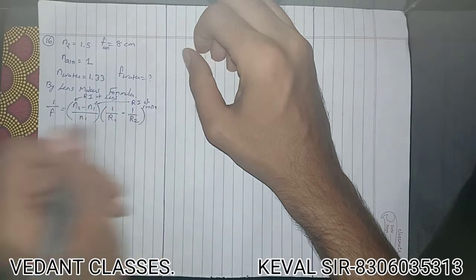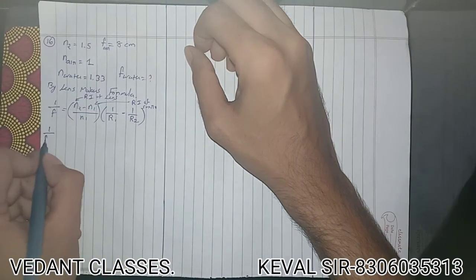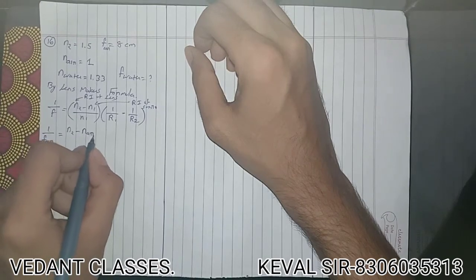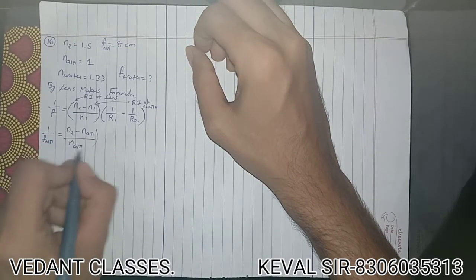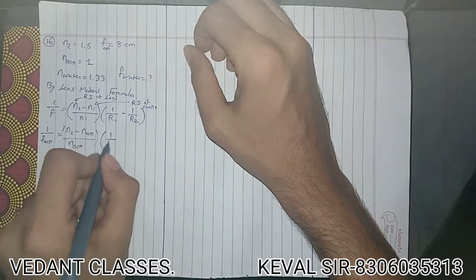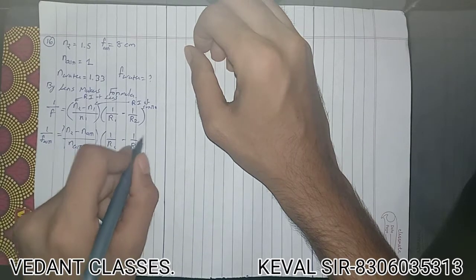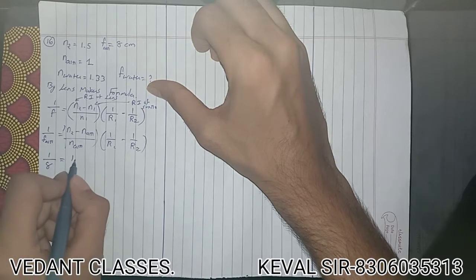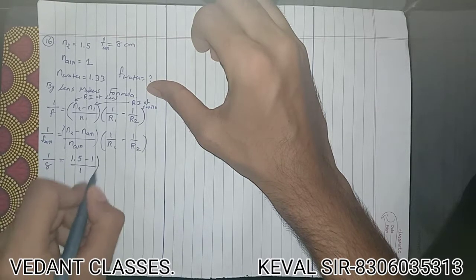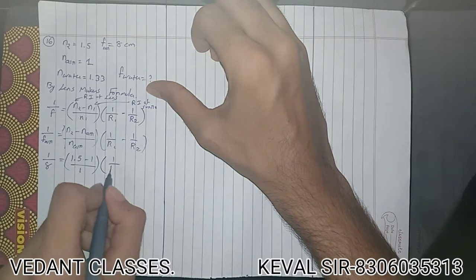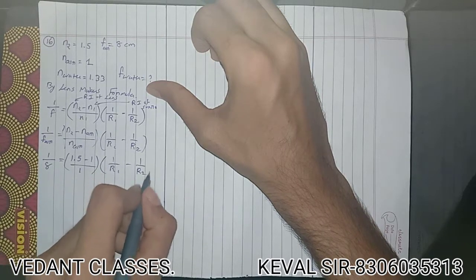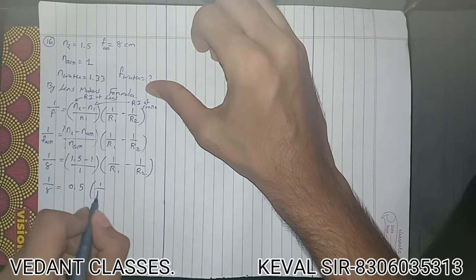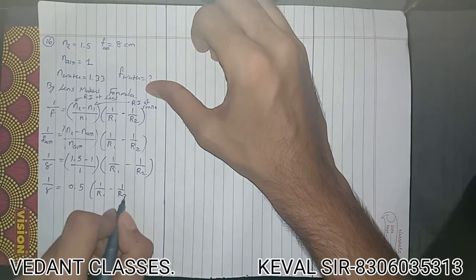Now if we are considering 1 by f of air, then it will be (n2 minus n of air) upon n of air, and this will be 1 by r1 minus 1 by r2. The focal length in air is 8 cm, so this will be 1 by 8. This will be (1.5 minus 1) upon 1, into (1 by r1 minus 1 by r2). So 1 by 8 is equal to 0.5 into (1 by r1 minus 1 by r2).